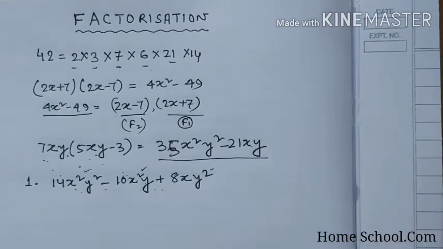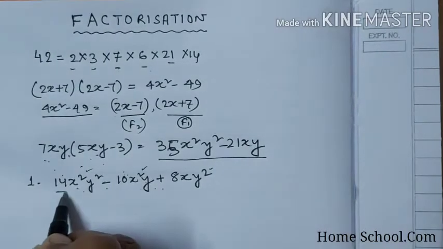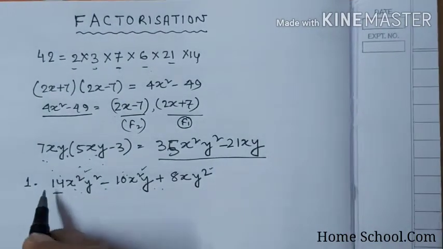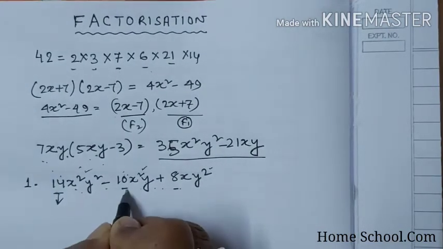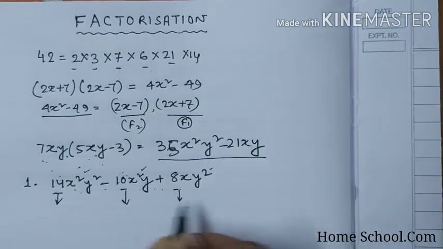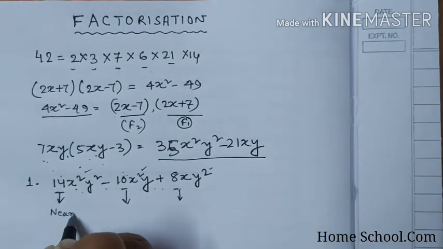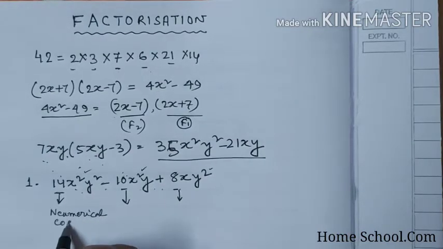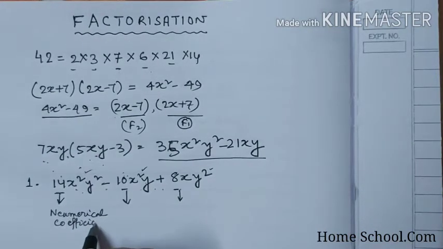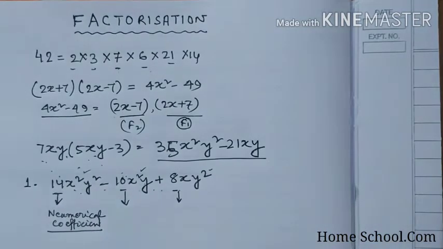Now, if you want to solve this problem, what is the best way? 14 is a numerical coefficient. What kind of coefficients are these? These are all numerical coefficients. We can call them numerical coefficients.